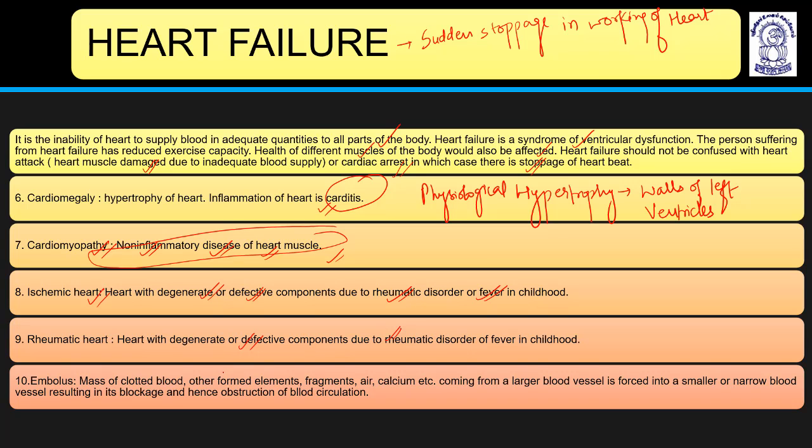Embolus is a mass of clotted blood, other formed elements, fragments, air, or calcium coming from a larger blood vessel that is forced into a smaller or narrow blood vessel, resulting in its blockage and hence obstruction of the blood circulation. This is known as what? Emboli. Okay. So thrombus and emboli are two different terms. Thrombus is the clot that will remain in that artery, but emboli means when it is freely flowing in the circulatory system. Okay, so that is emboli.